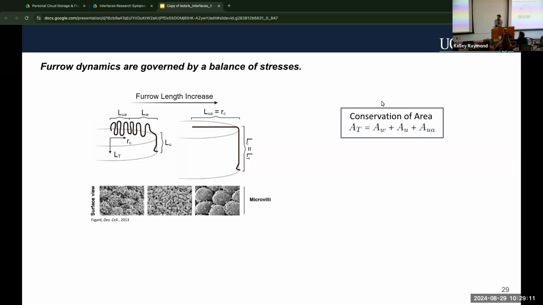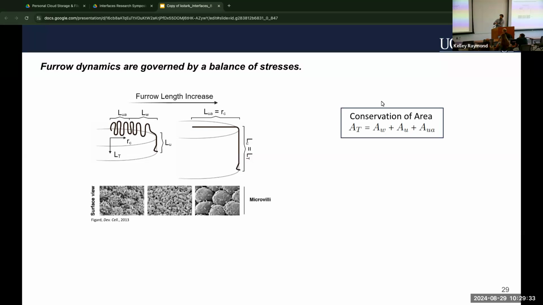And so looking at our area here first, we have our total area of a furrow equal to whatever is wrinkled on top plus what is unwrinkled on the side. And our unwrinkled area is proportional to the length of the furrow. And then we have an unwrinkled apical on top. That's simply the dome shape you see in the figure below and to the right.